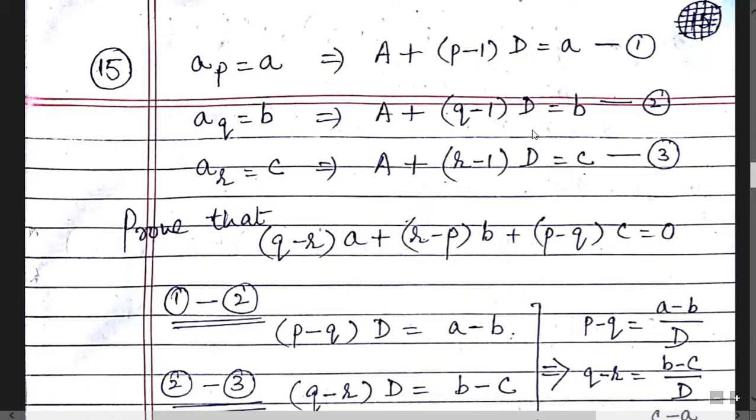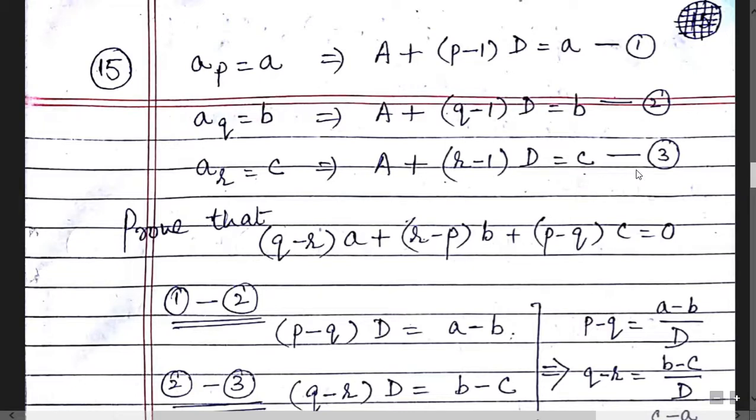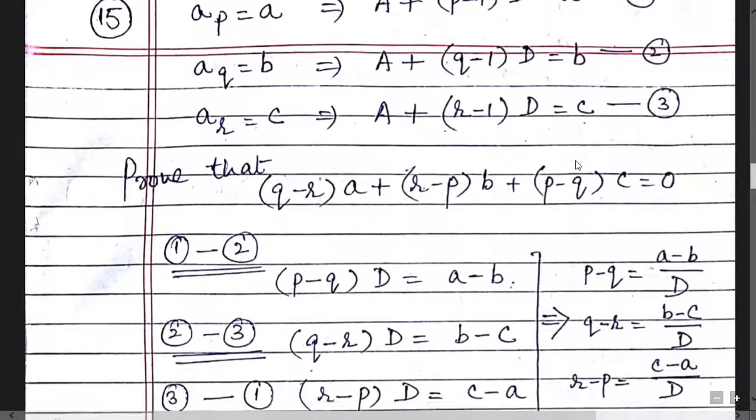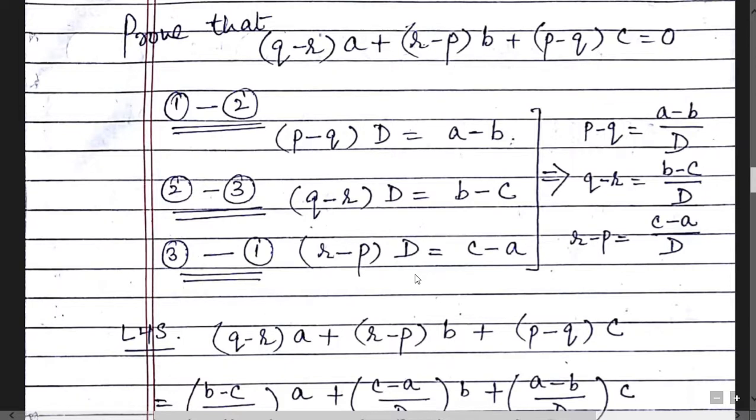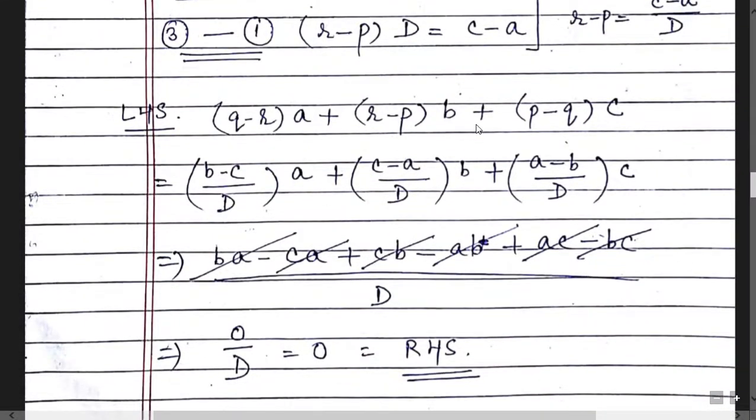P minus Q into D is equal to A minus B. Then when writing 2 minus 3, it's Q minus R into D, basically A cancels with each other, and also it can be written as B minus C. Similarly, the third equation. And after dividing by D, you can write the value of P minus Q, then Q minus R, and R minus P. Now insert simply these values in the left hand side, then multiply. D is taken as LCM, and all the terms cancel with each other. We will get the answer as 0.